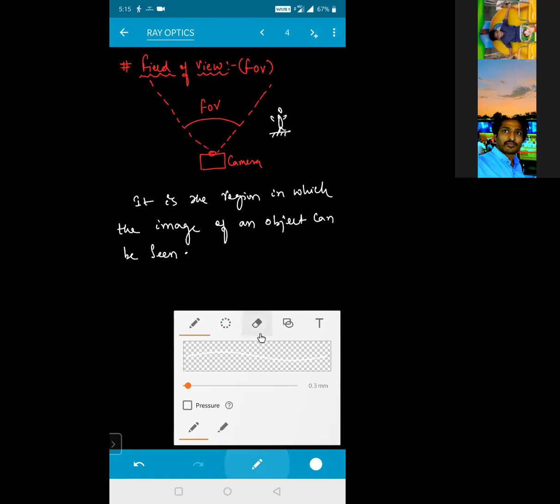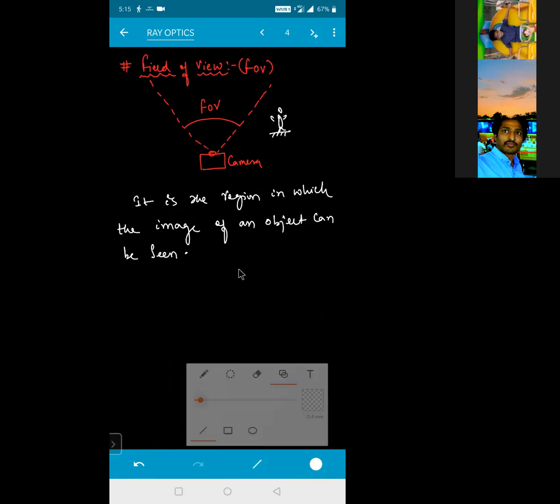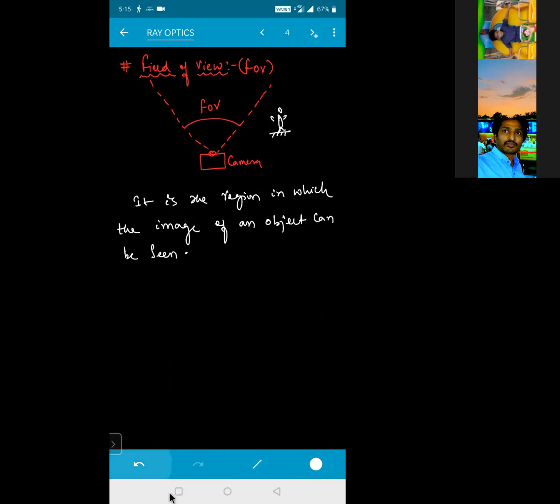Say, for example, if I'm taking a mirror, this is a mirror. Here it is silvered outside, and here it is silvered outside. And say an object is kept in front of it. This is your object. So the distance of this object from here to here is some d.